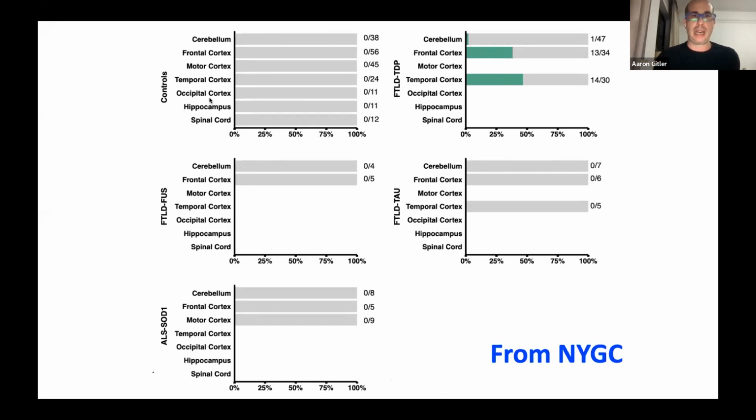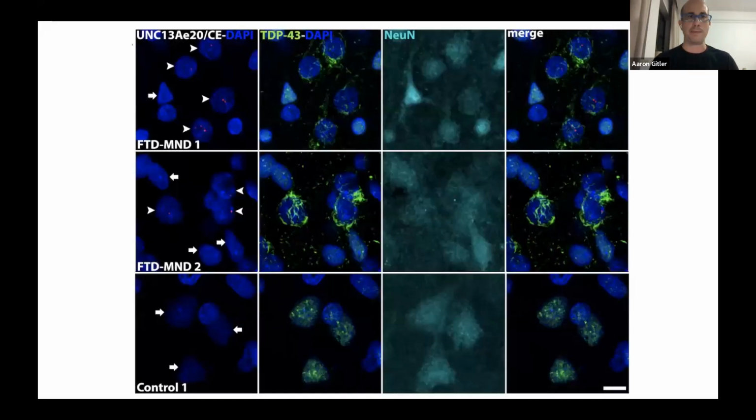So RNA-seq reads and QRT-PCR is nice, but Rosa wanted a way of actually visualizing the cryptic exon in single neurons in the brain of patients. So she designed this single molecule fluorescence in situ hybridization approach using BaseScope, in which she designed a probe that flanks the canonical exon 20 and then the cryptic exon, CE. And she stained human FTD ALS brains and also stained them with the antibody to TDP-43.